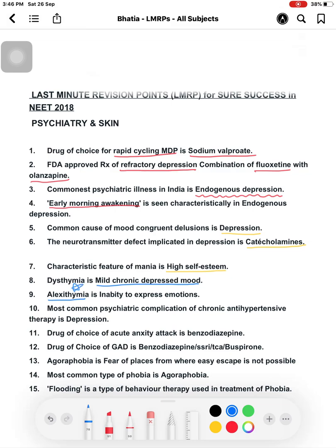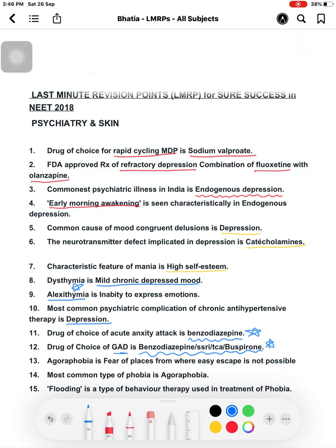This is important. The most common psychiatric complication of chronic antihypertensive therapy is depression. Drug of choice of acute anxiety attack is benzodiazepine. Drug of choice in GAD is benzodiazepines or SSRIs or TCAs or buspirone. GAD is generalized anxiety disorder.